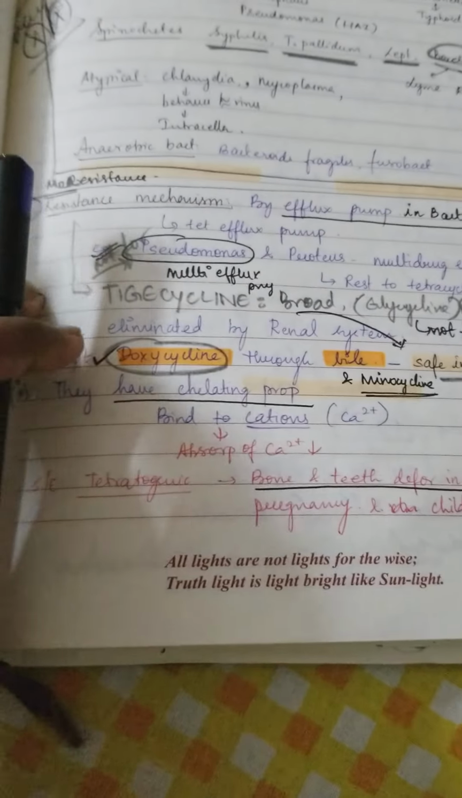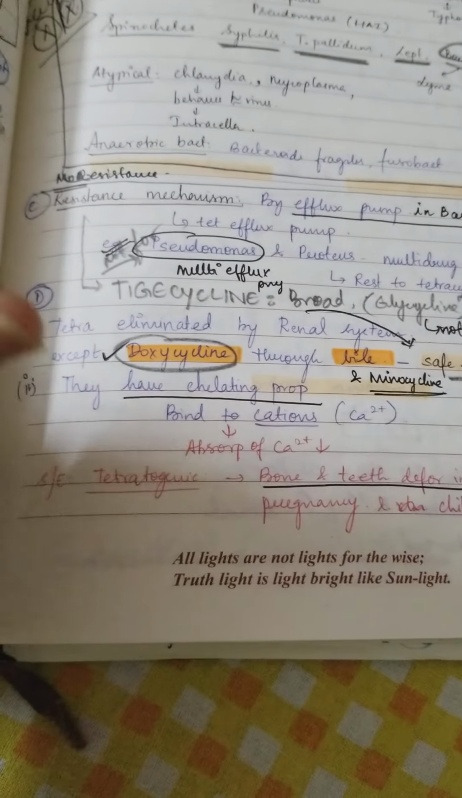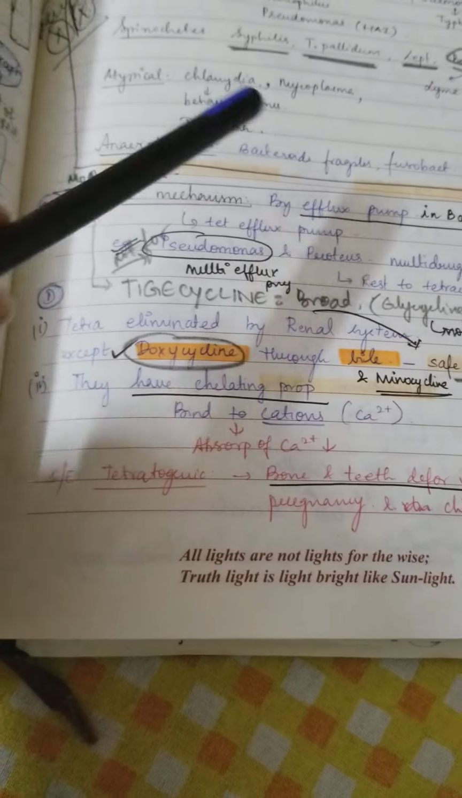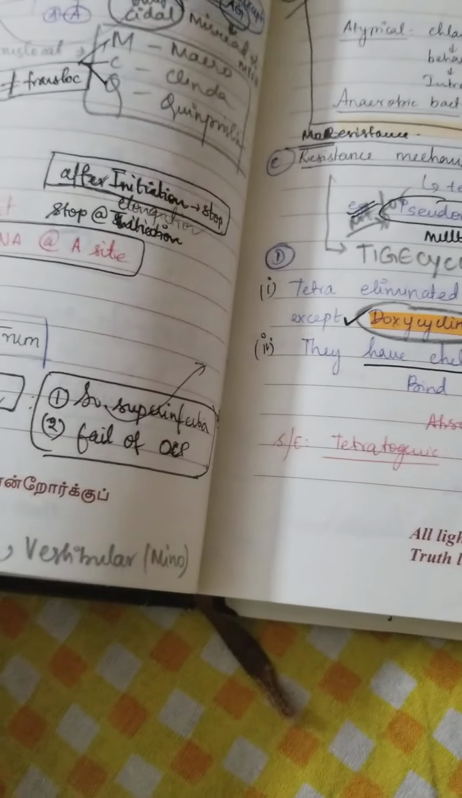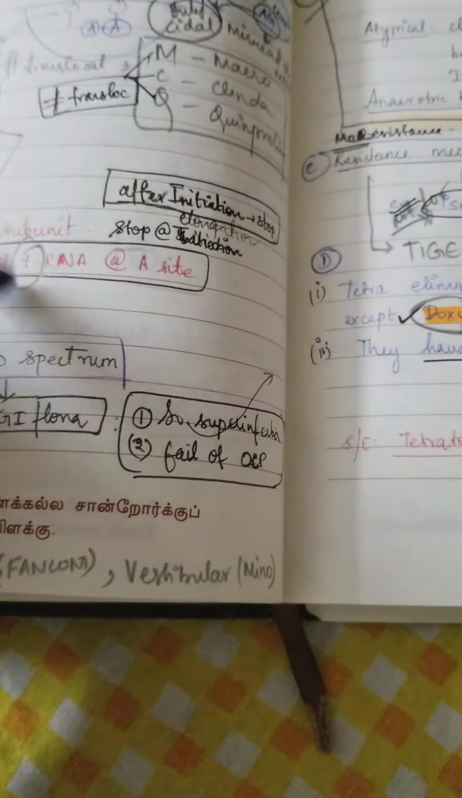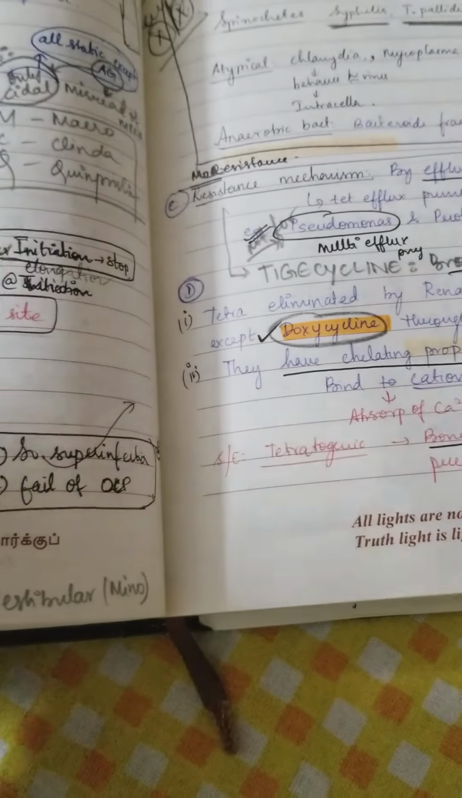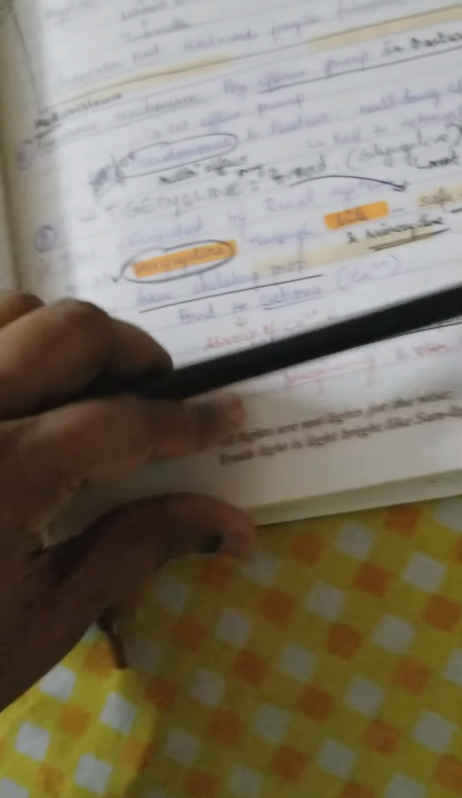Apart from that, these three drugs are different: outdated tetracyclines will cause Fanconi syndrome or renal damage, but these three drugs are not going to cause any renal damage. Okay, so next thing.